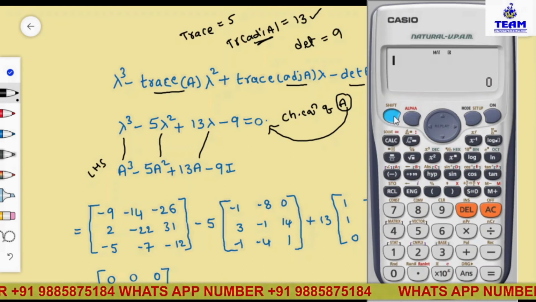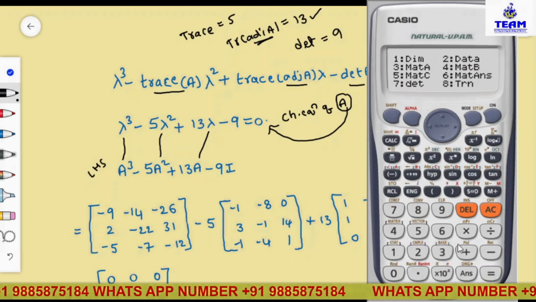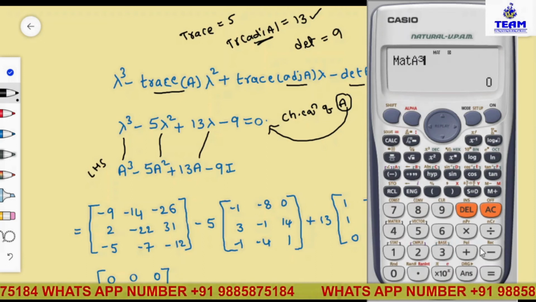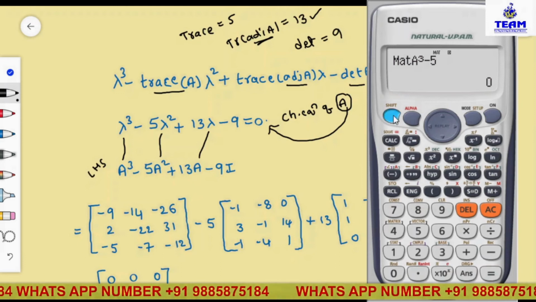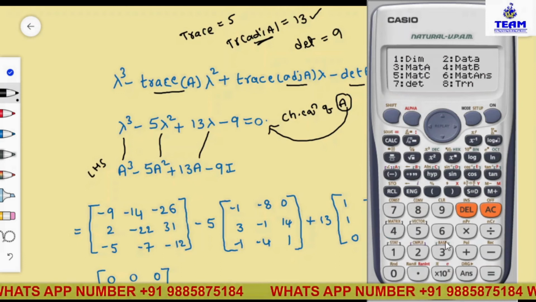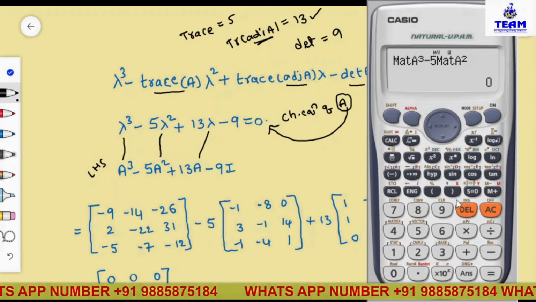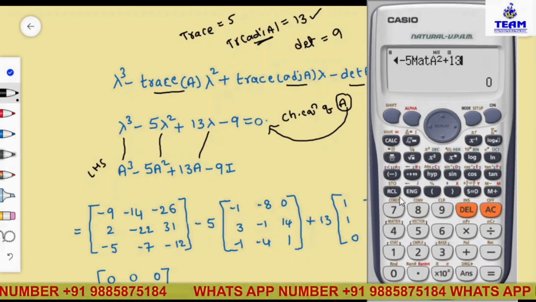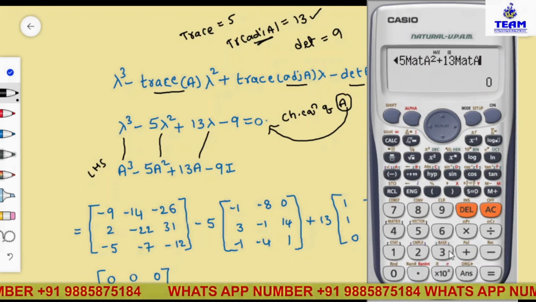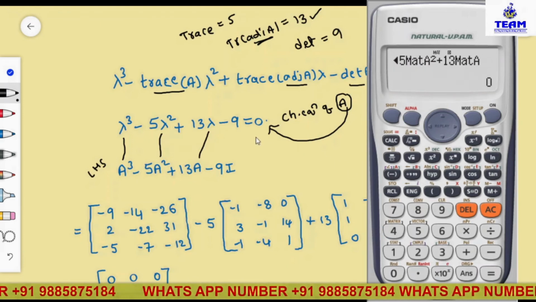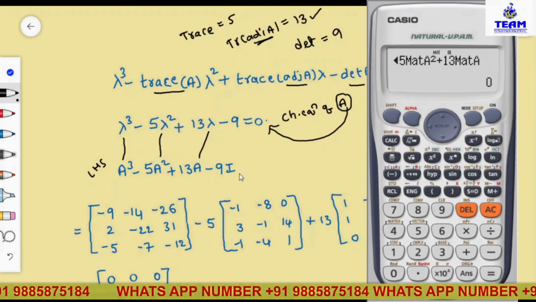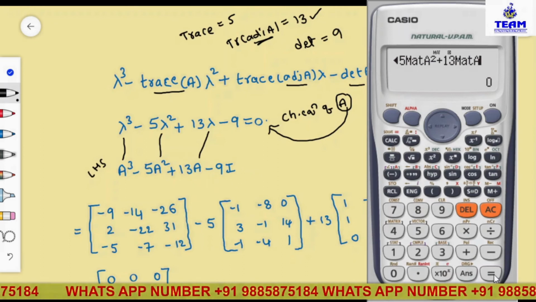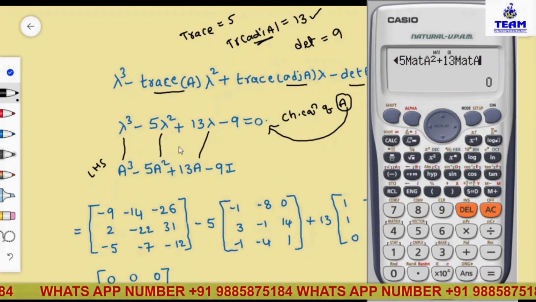Now go for shift 4, Mat A whole cube. Next, what do I have? Minus 5 Mat A whole square. Correct? Plus 13 Mat A, 13 shift 4 Mat A. Now if you press the equal button, what are you getting? You have to get 9I. On the left side minus 9 is there, so if you take it to the right side, you will have 9I. Then only this characteristic equation is correct.